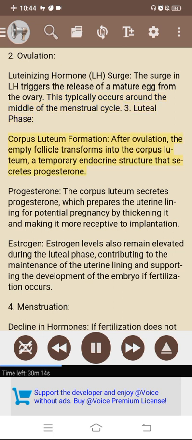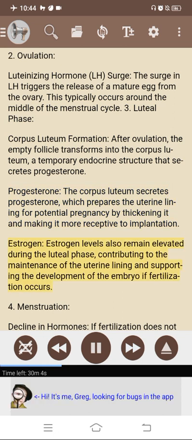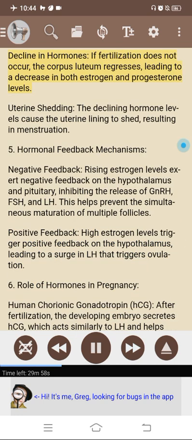3. Luteal phase. Corpus luteum formation. After ovulation, the empty follicle transforms into the corpus luteum, a temporary endocrine structure that secretes progesterone. Progesterone. The corpus luteum secretes progesterone, which prepares the uterine lining for potential pregnancy by thickening it and making it more receptive to implantation. Estrogen. Estrogen levels also remain elevated during the luteal phase, contributing to the maintenance of the uterine lining and supporting the development of the embryo if fertilization occurs. 4. Menstruation. Decline in hormones.